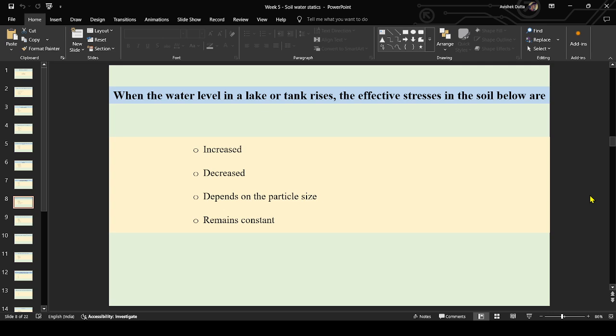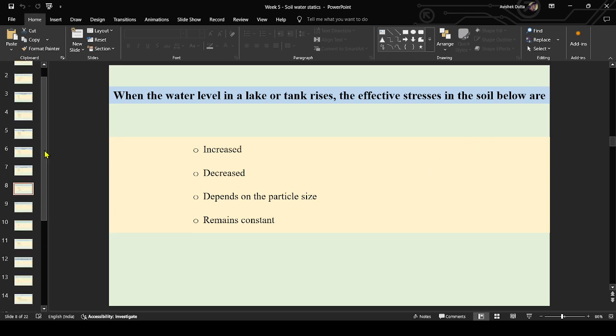I repeat the question. When the water level in a lake or tank rises, the effective stresses in the soil below are increased, decreased, depends on the particle size, or remains constant. Okay, next question.